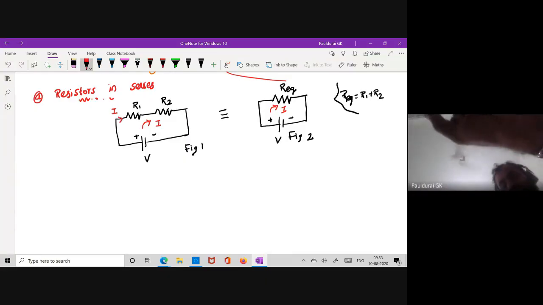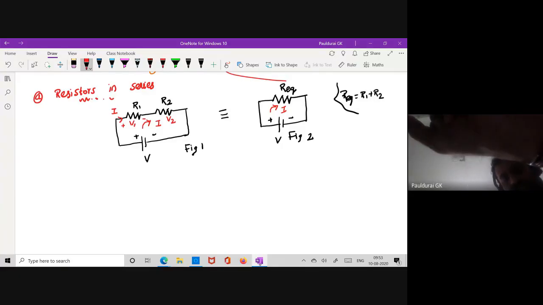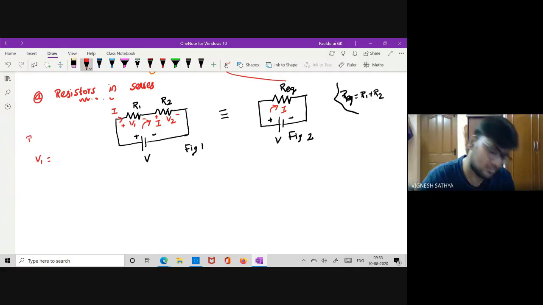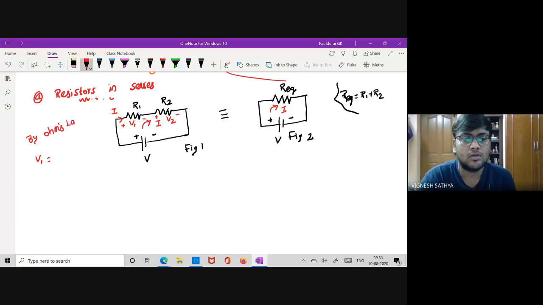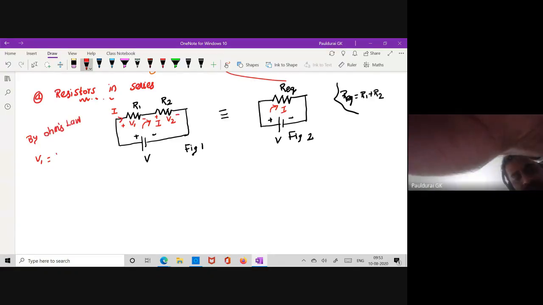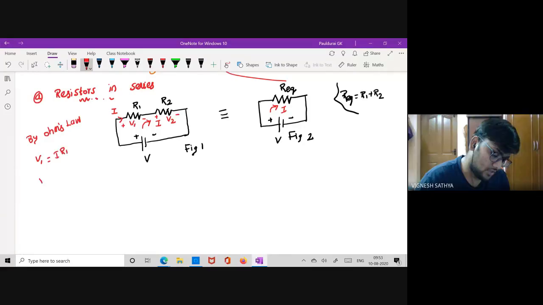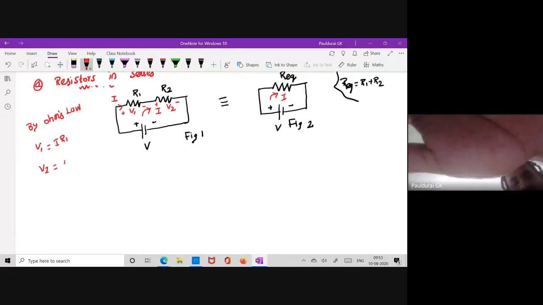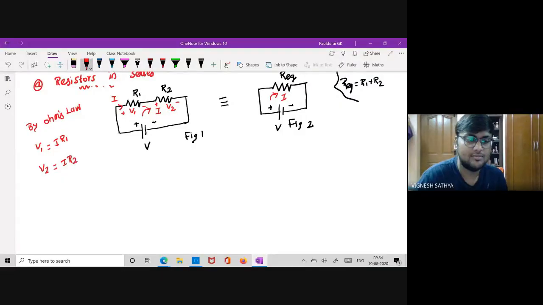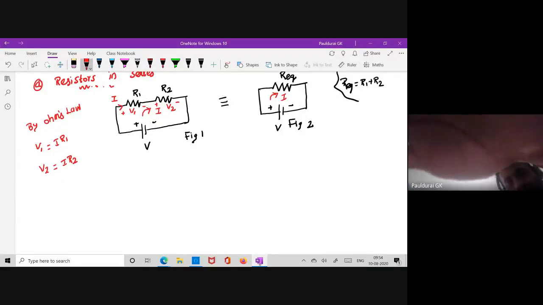There is no polarity for resistance. So always you want to take this as plus and this as minus. Take this as V1 and this as V2, this is plus, this is minus. Now what is the value of V1 from Ohm's law? By Ohm's law, what is V1? IR1, yes, very good. What is V2? I times R2.